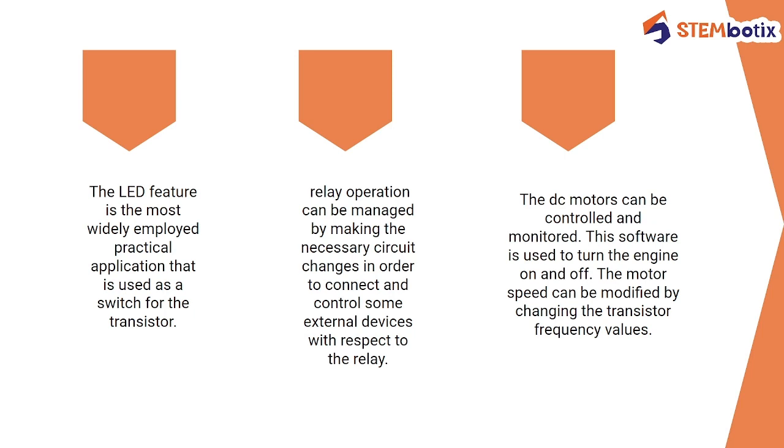Also you can control a DC motor and monitor it through a transistor. This is used to turn the engine on and off. The motor speed can be modified by changing the transistor frequency values. So for a particular DC motor connected to it, you can vary its speed by changing the transistor's frequency value.